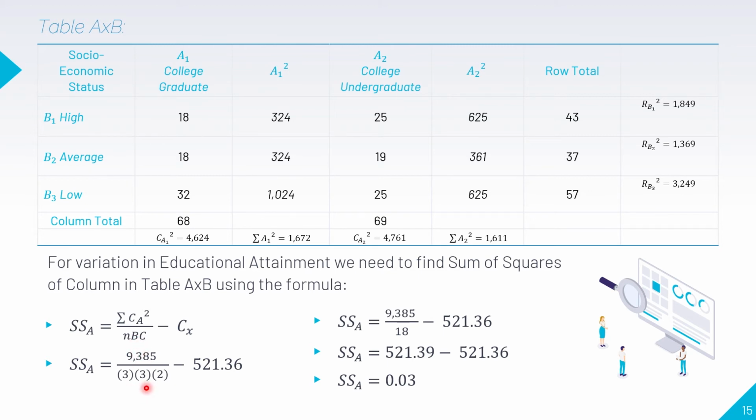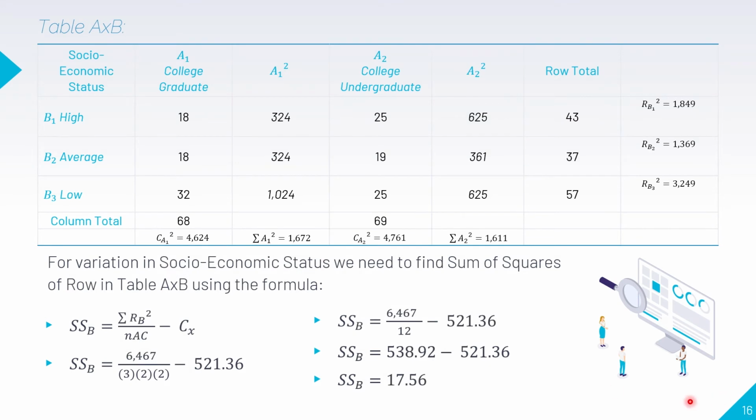We have the average, and the low. While our c is the employment status. Remember that the unemployed and the employed. So we have 2. So that's why 3 times 3 times 2. 3 times 3 times 2 is 18. So we need to divide this one, and we have 521.39 minus our CX 521.36, and we have our SSA as 0.03.